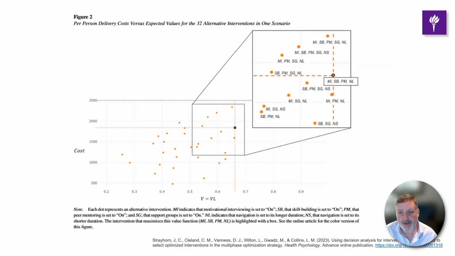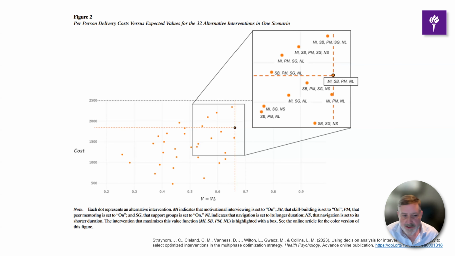A figure directly from the paper shows a picture of the value frontier before we have actually drawn that frontier. And as you can see, each particular point on this figure has been plotted where the value function considers VL, the single outcome, VL in this case being viral load.